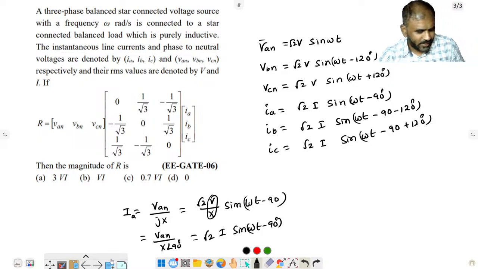Now we'll move on to the next question. This question is given again in GATE 2006 for 2 marks.